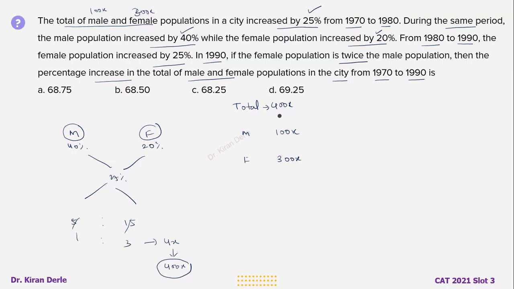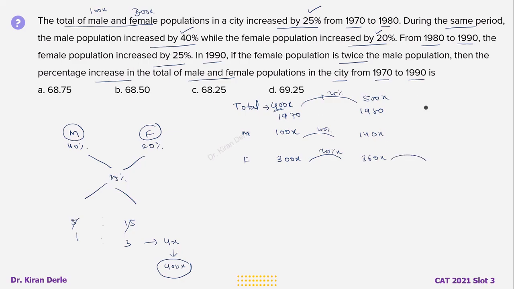Okay, now what is given to us? This is 1970. What is happening in 1980 is the population got increased by 25%. So 25% is 1/4 of 400x, so 100x, and the total becomes 500x. Male got increased by 40%, so it becomes 140x in 1980. Female is increased by 20%, so it will become 360x.